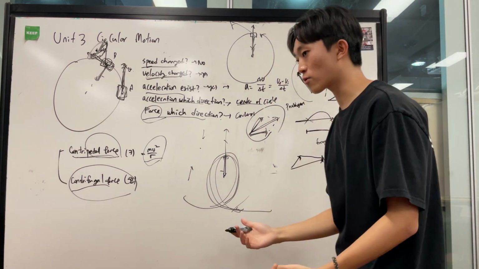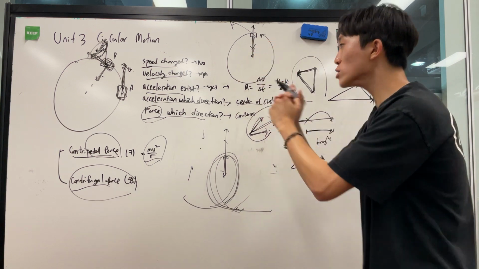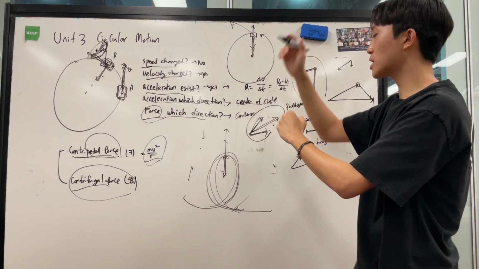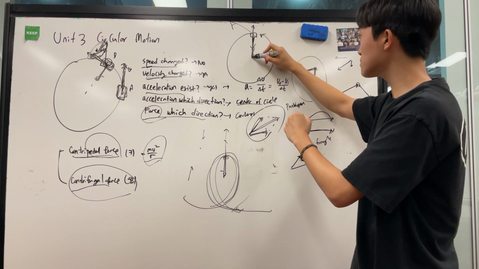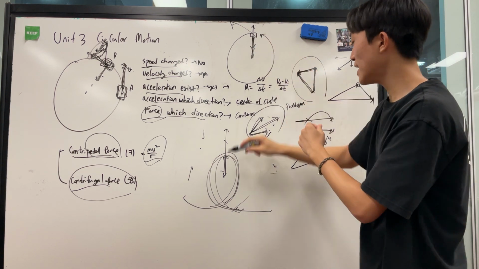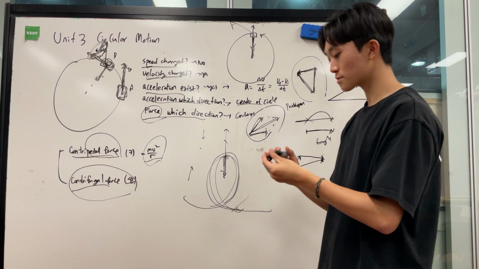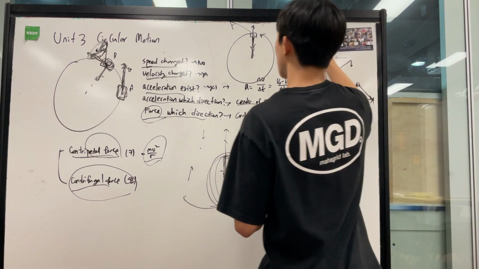So centripetal force is a force that holds tight on the object so that the object doesn't deviate from the circuit, and it can appear in various forms. In some situations, it can appear in the form of tension. In some situations, it can appear in the form of normal force. Now, that's it for circular motion.